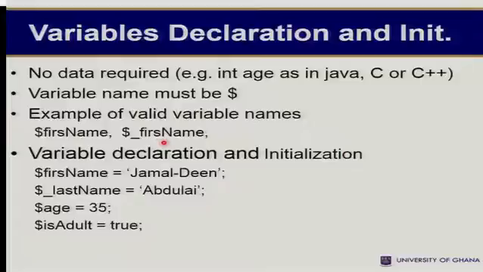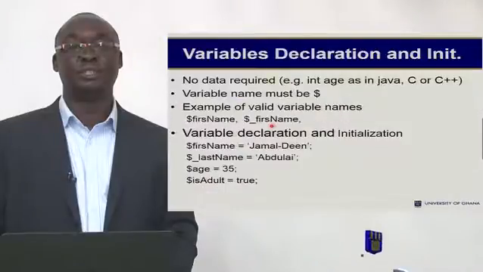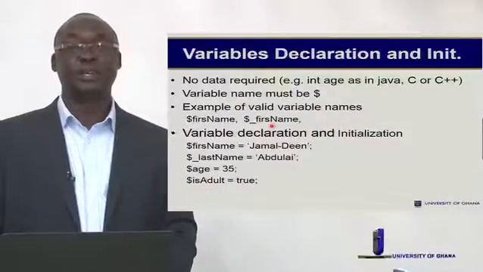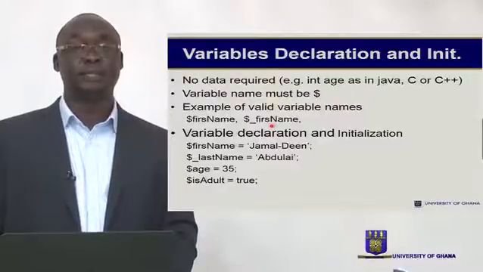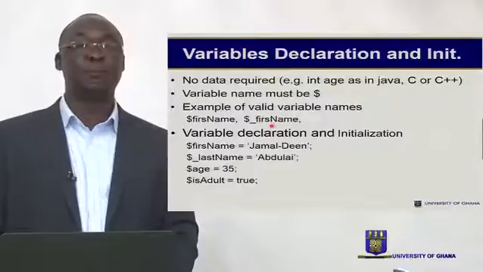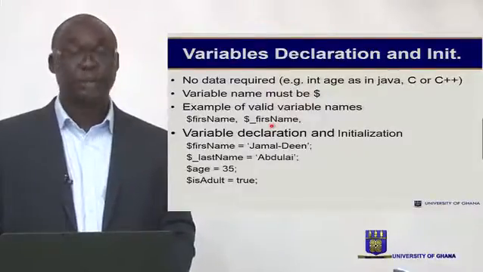So, variable declaration. As I explained, variables in PHP do not start with int as in Java, C or C++, or double or float. You just have to specify the variable name starting with the $, and PHP will decide what type of variable it is, depending on the value you assign to the variable.